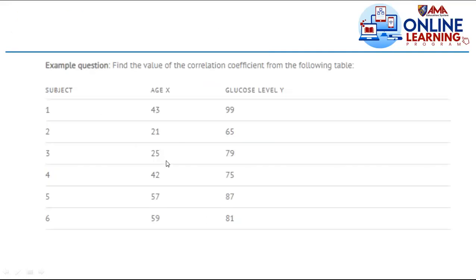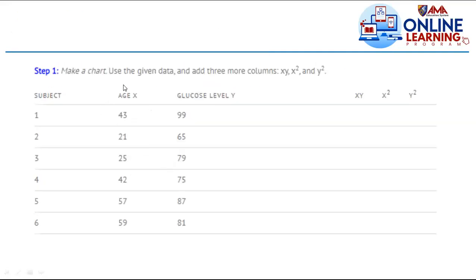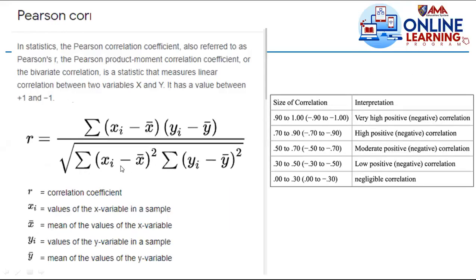So this is our solution. First, make a chart, use the given data, and add 3 more columns which represent your X multiplied by Y, X squared, and Y squared. Kasi gagamitin po natin ito, no? Ito po siya, no? Okay?